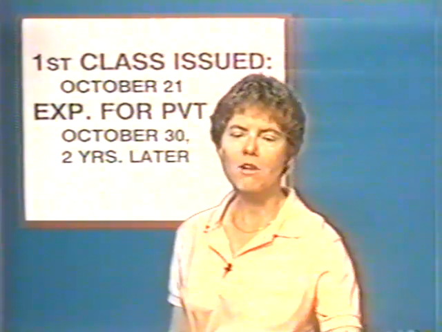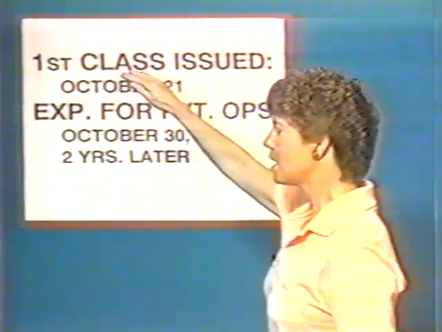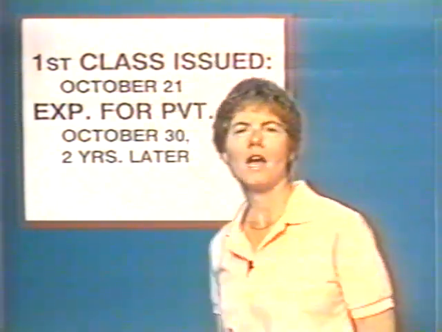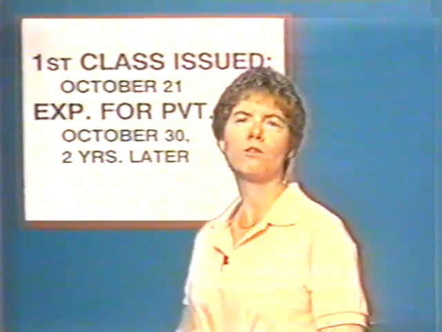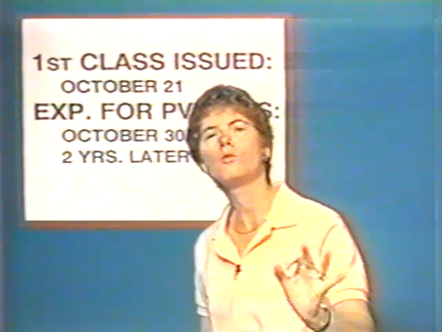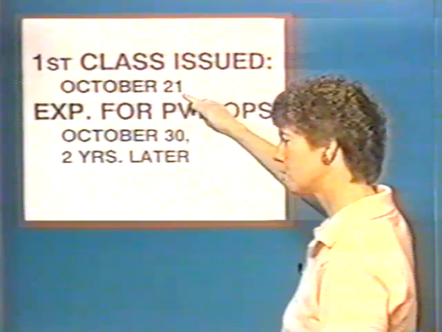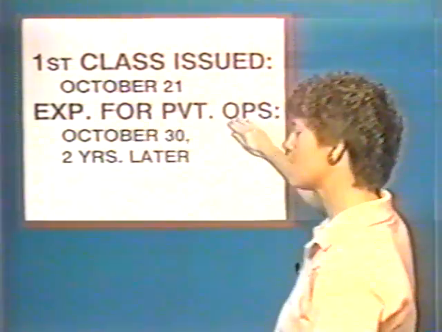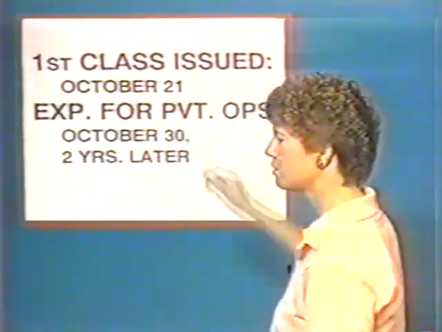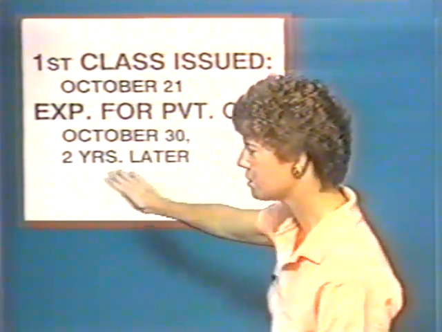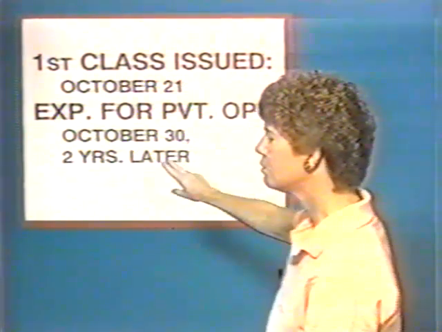Well, as far as private pilot operations are concerned, even though it's a first-class medical that you got, it's going to be valid for private operations for the same length of time that the third-class medical would be, which is how many months? 24 calendar months. So the first-class medical issued on October 21st, as far as private operations are concerned, will expire on the last day of October, October 31st, 2 years later. It's good for 24 calendar months. It expires on October 31st, 2 years later.